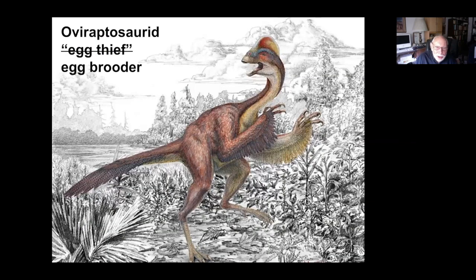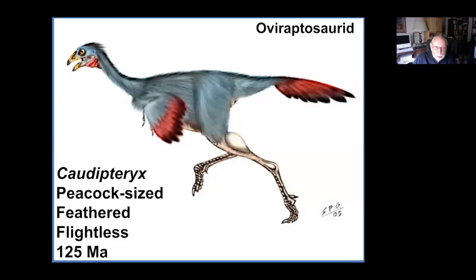Oviraptorid means egg thief, and it took its name from the fact that one of the skeletons was found on top of a clutch of eggs, and it was thought that it was stealing those eggs, so it was given that name, egg thief. Later, they found that the eggs contained little Oviraptorosaurids, and it was not breaking into the nest, it was actually likely protecting it. It was an egg brooder, just as birds do today.